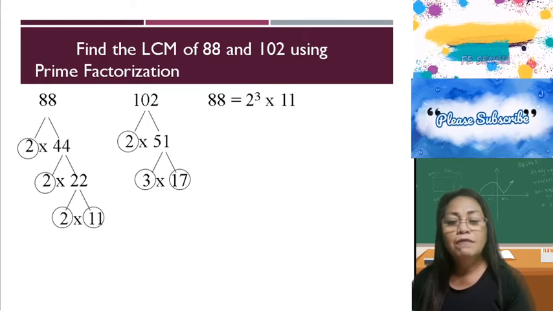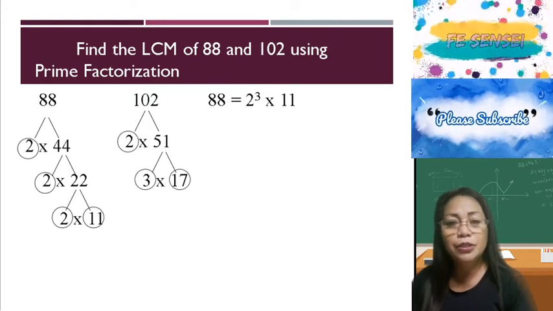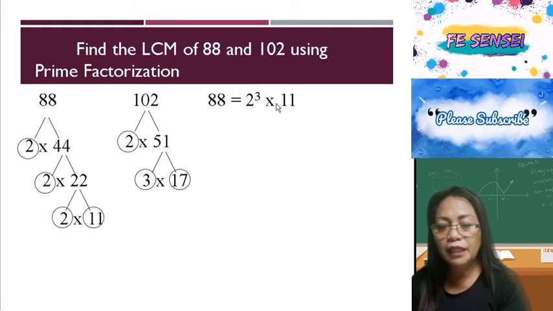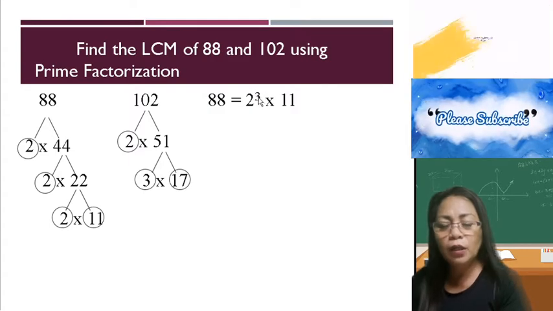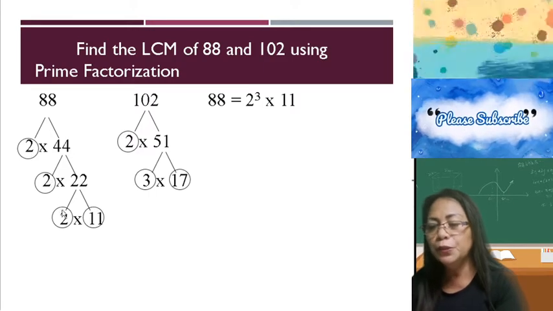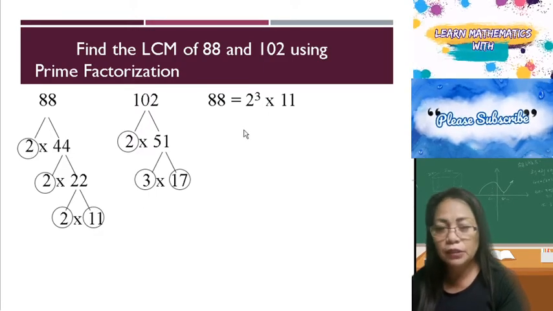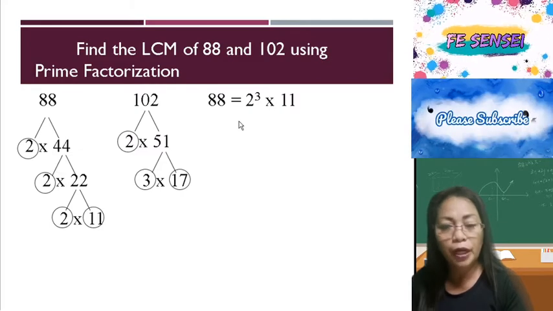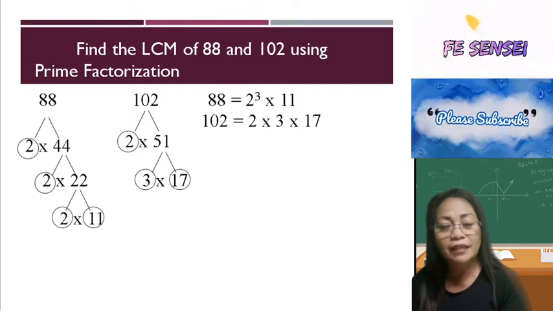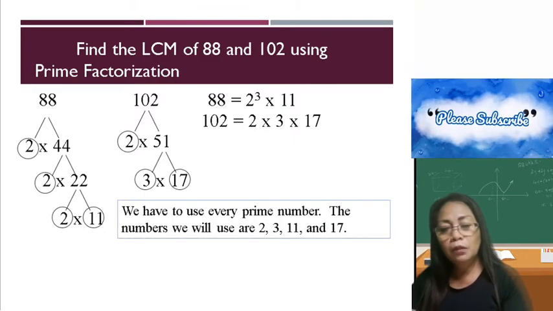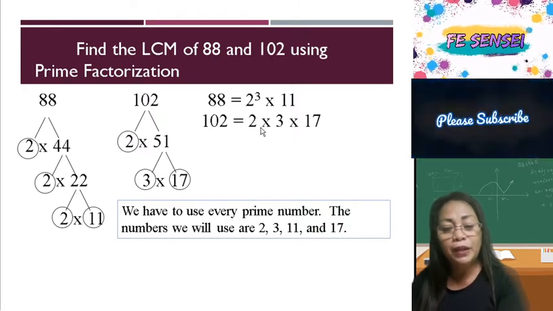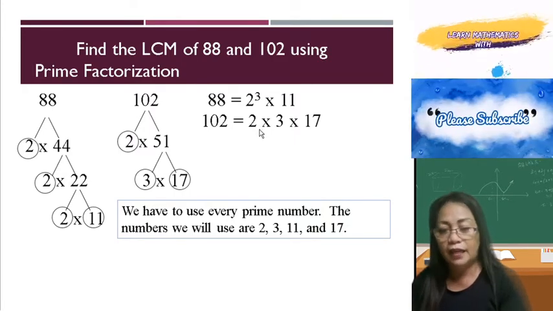Therefore, the prime factorization of 88 is 2 raised to the third power times 11. Why do we call this one the third power? Because we have 1, 2, 3 twos. So that is 2 raised to the third power times 11. Then 102 is 2 times 3 times 17. So, we have to use every prime number. The numbers we will use are 2, 3, 11, and 17.